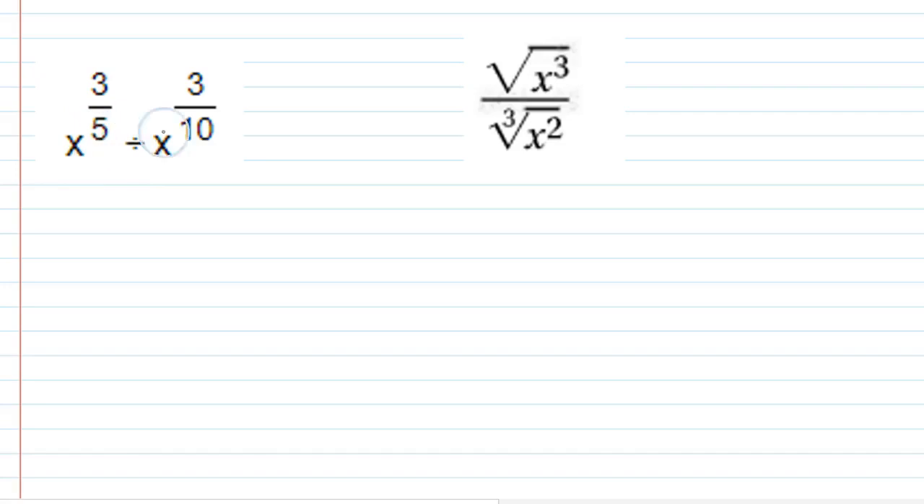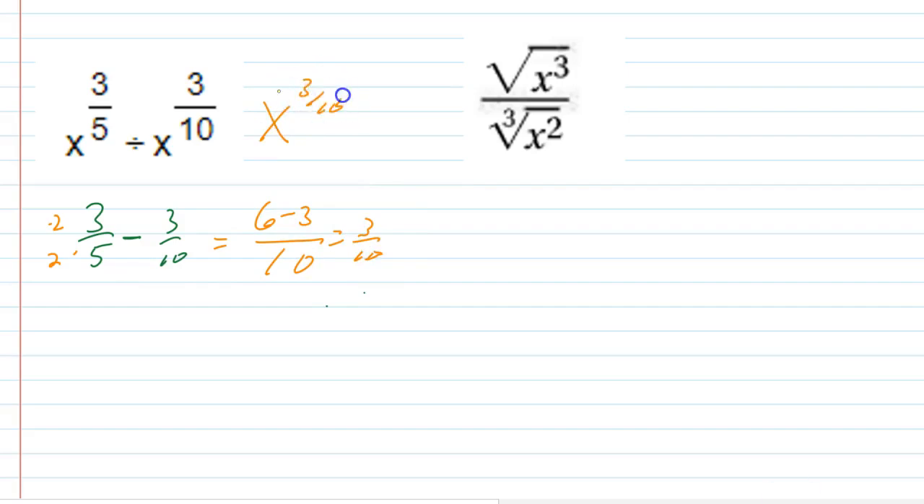Now, what happens if you have different denominators? Then you need to change them. So I have 3/5 minus 3/10. I need to multiply the left-hand side by 2. Whatever I do to the bottom, I do to the top. That gives me a common denominator of 10, and 6 minus 3 gives me 3/10. I'm left with x to the power of 3/10.